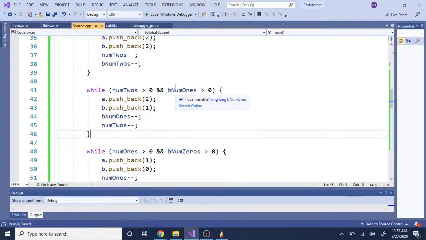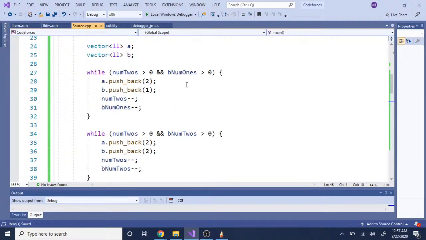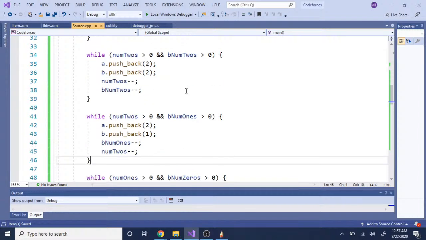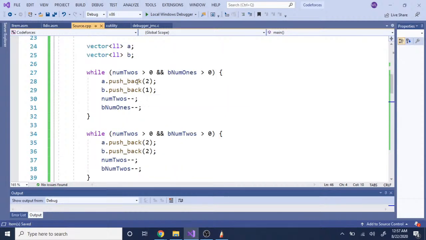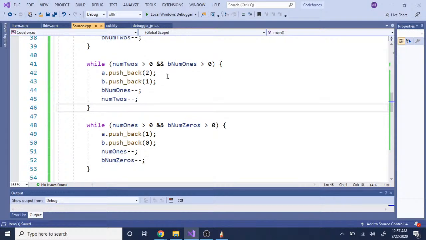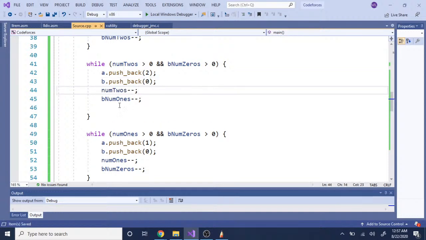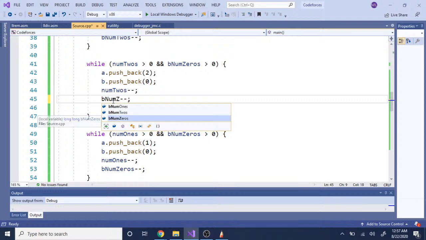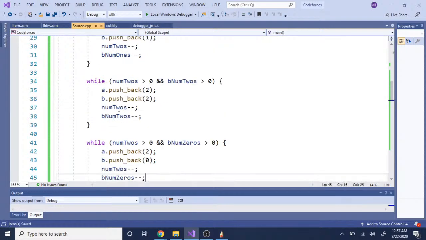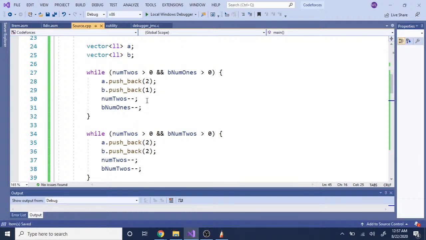B num 1s, num 2s. Num 2s, B num 1s. I should pair 2 with a 0. Right? Because we have 2s. Okay, this was wrong. This should be a 2 with a 0. B num 0s. Why is this here first? Whoops. Okay, num 0s. B num 0s. Okay, so we have 2, 2, 2, 1.